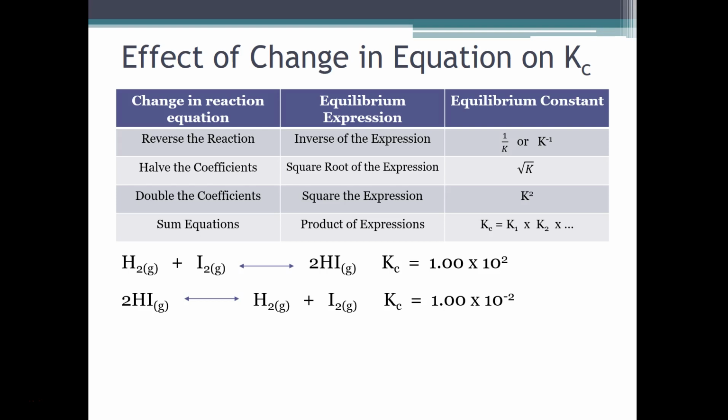And that makes a lot of sense, because if we reverse the reaction, the reactants become products and the products become reactants, and we just flip-flop the numerator and the denominator in our K expression. So the new K expression would be 1 times 10 to the negative 2, the inverse.